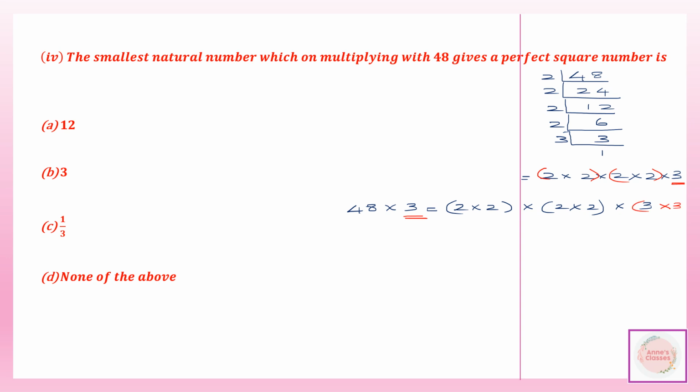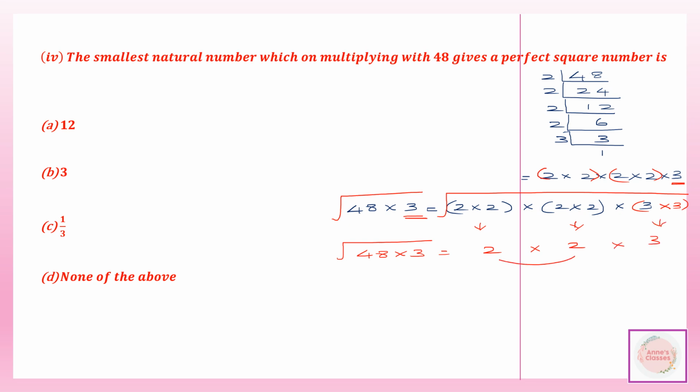So here we have a pair now. Now we can find the square root. To find the square root of 48 into 3, we have to write all these factors inside. What do we do? We take 1 from each pair. So that will be 2 into, take 1 from here, 2 into 1 from here, that's 3. 2 2's are 4, 4 3's are 12.